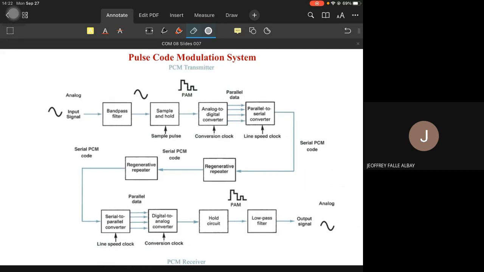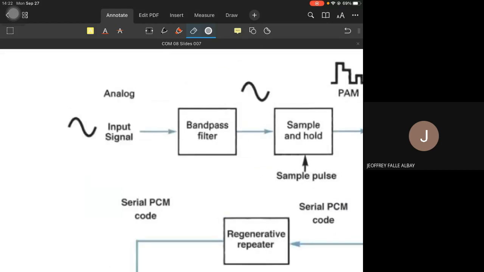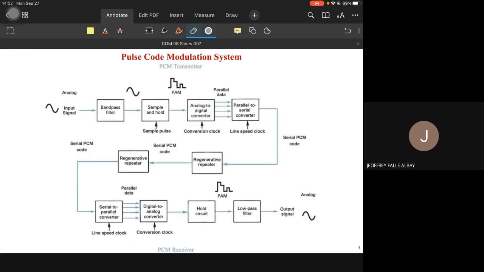The transmitter and receiver systems are almost the same; the receiver just reverses what the transmitter did. So if our input is an analog signal, definitely the output is an analog signal too. At the very beginning there is a band pass filter to restrict the signal to a specific bandwidth. Okay? We will understand later why we need to restrict it.